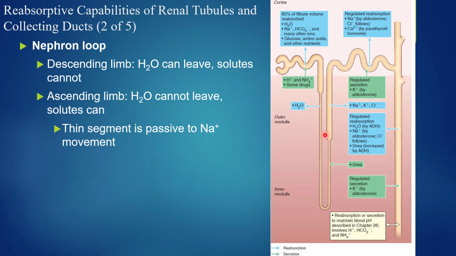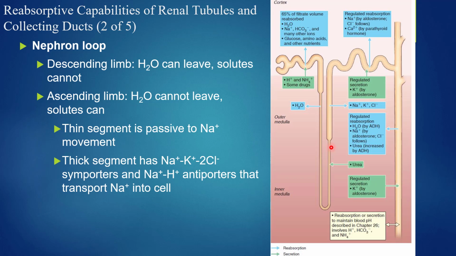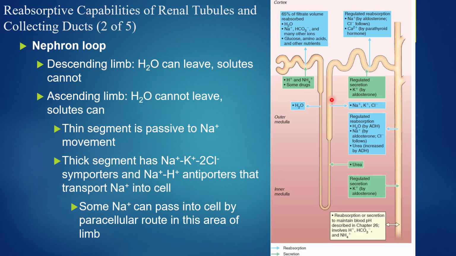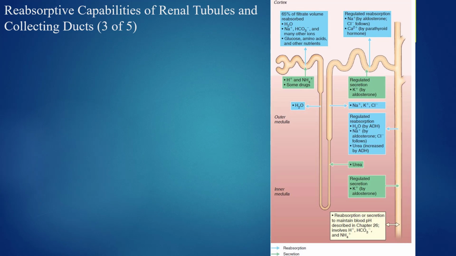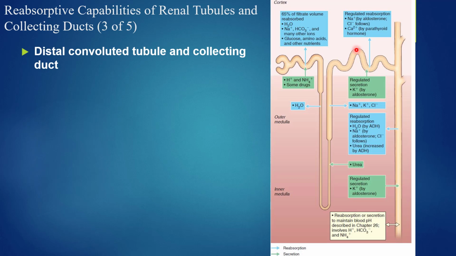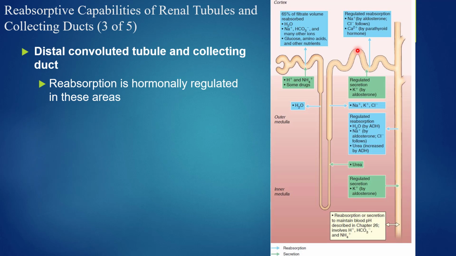Okay, so the thin segment, and you're looking at this here, it's actually wrapped around by simple squamous epithelium, is passive to sodium movement. The thick segment, though, this part here, has sodium, potassium, and chloride symporters and sodium ion antiporters that would transport sodium into the cell. And some sodium can pass into the cell by paracellular route in this area of the limb. Now, the distal convoluted tubule, there, that's the last one, and the collecting ducts themselves.